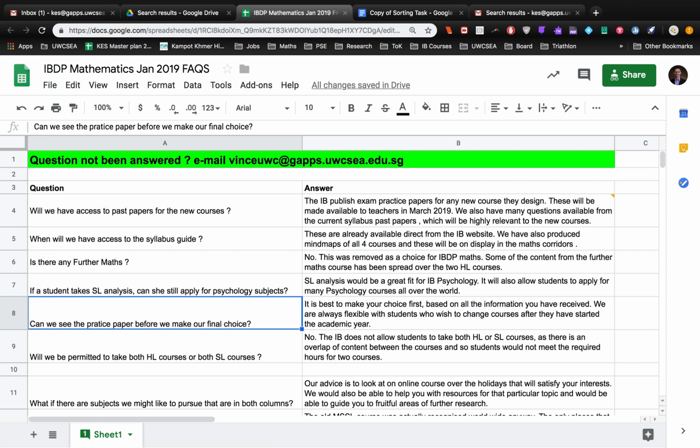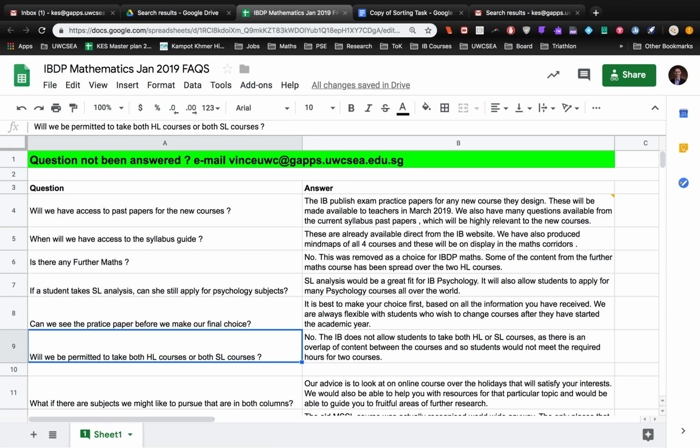Can we see the practice paper before we make our final choice? Honestly, I don't think you really need to. I mean, they'll always be available to you, but make your choice based on all the information you currently have. Start the course. We're always flexible with students who think they may have chosen the wrong course in the first 4 to 6 weeks, and we have that flexibility as a school that we can actually make changes if they need to be made.